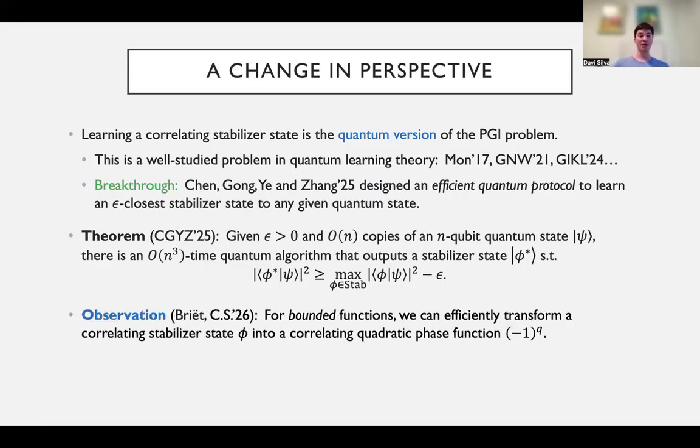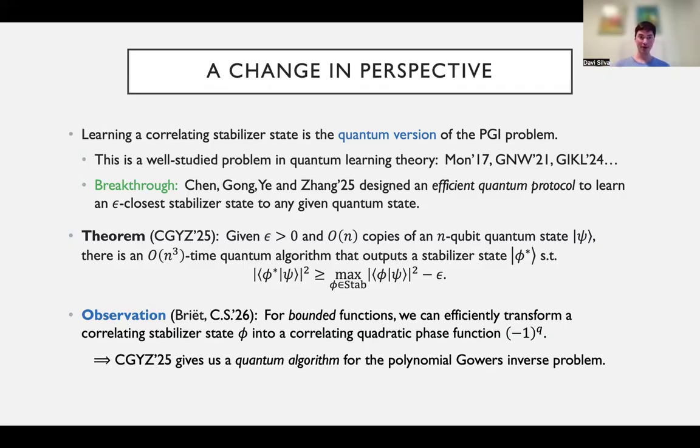And then an observation made by Jobriat and myself is that for bounded functions, meaning those bounded in L infinity norm, not only L2 norm, we can efficiently transform a correlating stabilizer state phi into a correlating quadratic phase function minus 1 to the q. So it's essentially a rounding procedure that transforms the stabilizer states into a quadratic phase function that always works when the function we are considering is bounded.